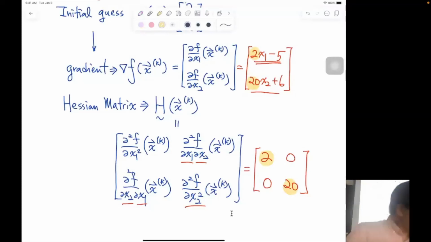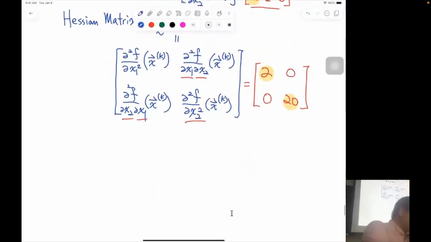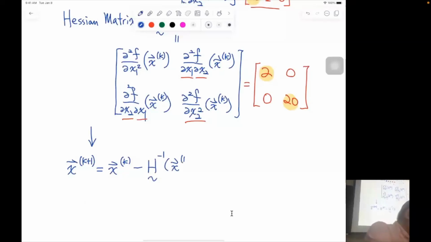So what's next? What does Newton's method tell us to do this time? It's a vector this time. X of k plus 1 equals x of k. Now, it's a little different. Hessian matrix inverse dot product with the gradient vector.